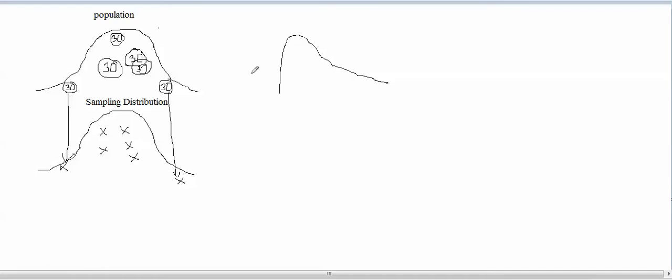But what if the population of people in Concord is skewed? What if the heights are skewed like this, skewed to the right? Well, then if we go into the population and we do the same thing, we find 30 people, we calculate the average height of these 30 people, we calculate the average height of these 30 people right here.